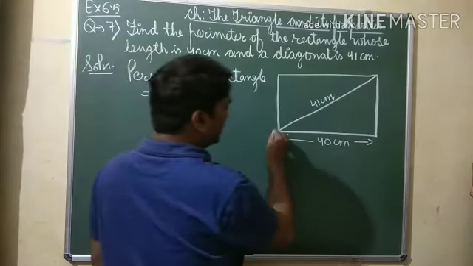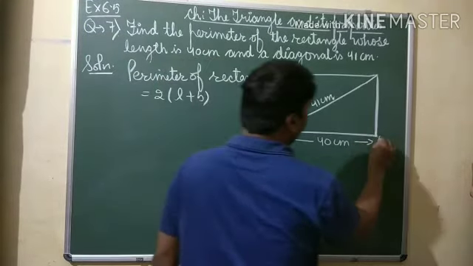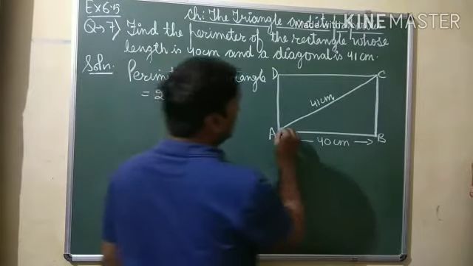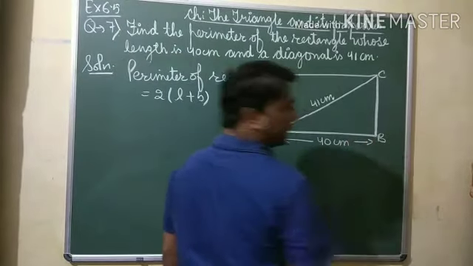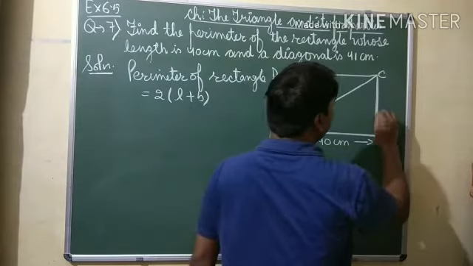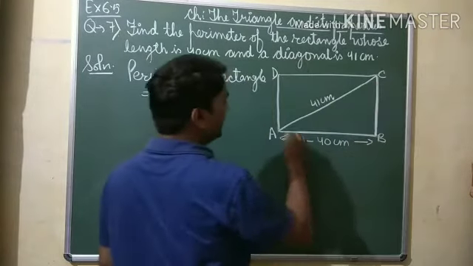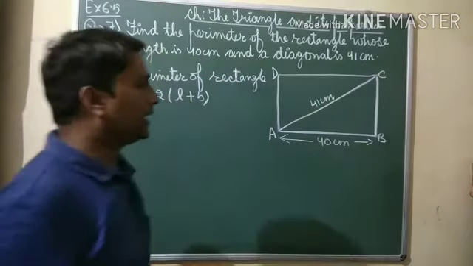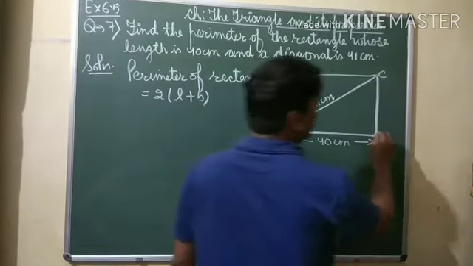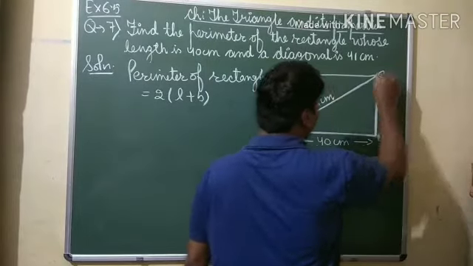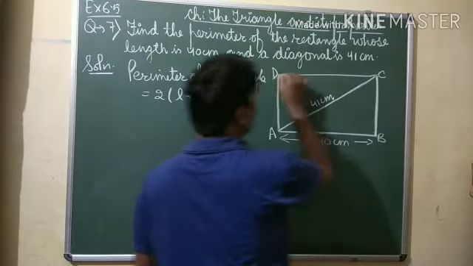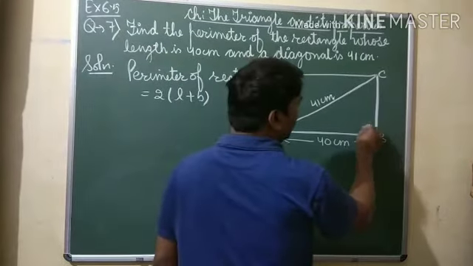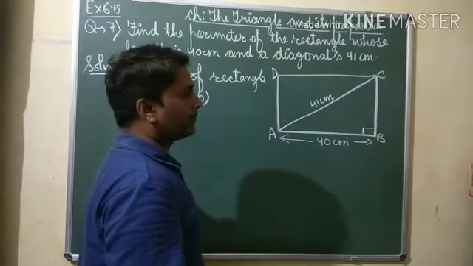First of all, consider this rectangle as A, B, C and D, where AB represents length of the rectangle and BC represents breadth of the rectangle and AC represents diagonal of the rectangle, and we have to calculate BC, that is breadth of the rectangle ABCD.